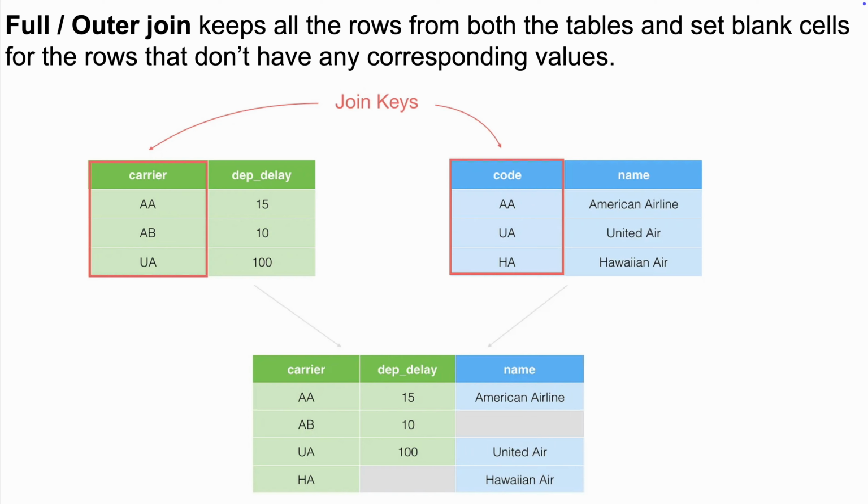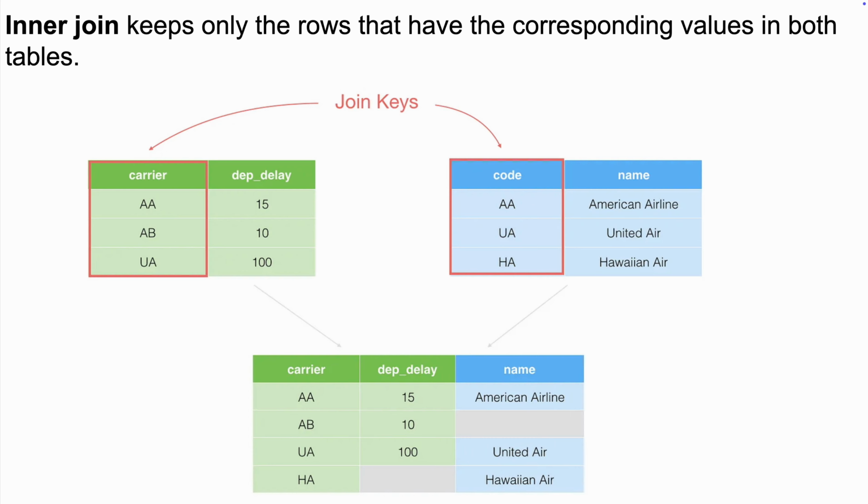and sets blank cells to the rows that don't have any corresponding values. So in this example, and it's the same example, there's no AB in the code column in the right-hand table, but there is in the left table, so that gets a row. And similarly, there's no HA in the carrier column, but there is in the code column, so that gets a row too, and we've got blank cells for where we don't have any matching values. So that's a full or an outer join.